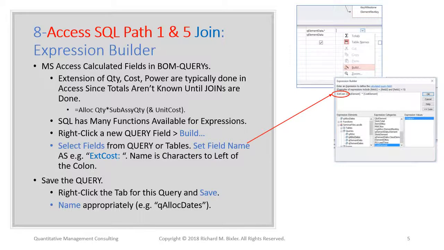Also, create a similar expression for alloc cost ext colon alloc quantity in brackets times bracketed sub-assembly cost ext. Click OK to finish. When you're done with the query, right-click its tab at the top of the Query Editor panel and save it. Remember to name it and use a prefix Q. By the way, in the slide showing the SQL query for all tables, notice how there are calculations done in the Select clause to handle these issues.